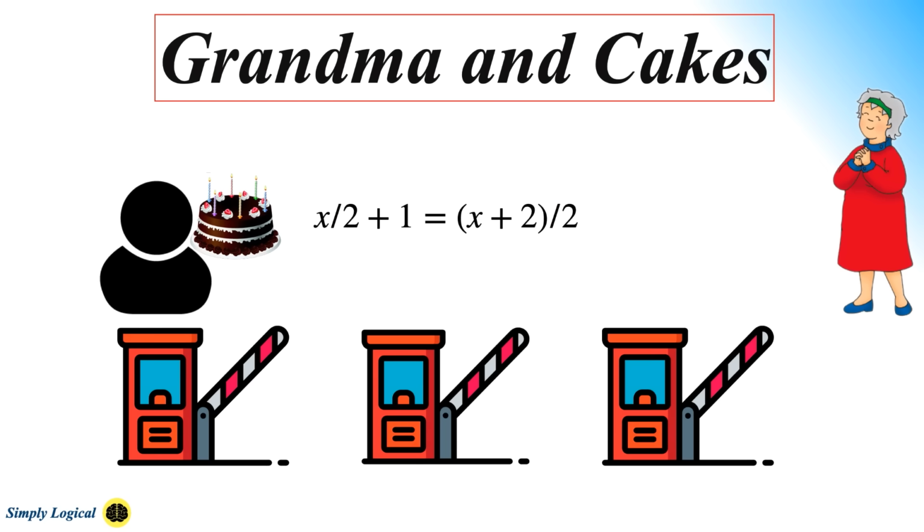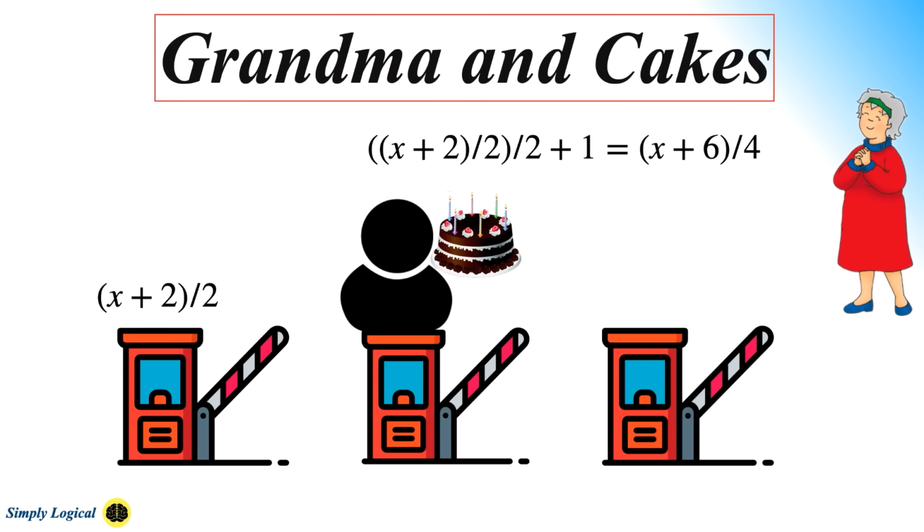Since you have to give half of the cakes you are carrying and each gives you back a single cake, the number of cakes after the first bridge is X/2 + 1, which after solving becomes (X + 2)/2. After the second bridge, the number of cakes left is ((X + 2)/2)/2 + 1. After solving, this becomes (X + 6)/4.